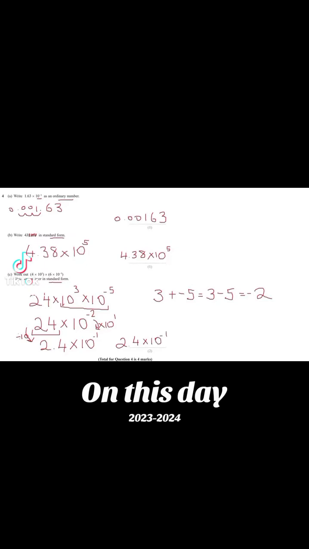That was a nice, lovely 4-mark question that could appear in your GCSE 9 to 1 maths exam for the November resit or for your May June exam next calendar year. Hopefully that makes sense.